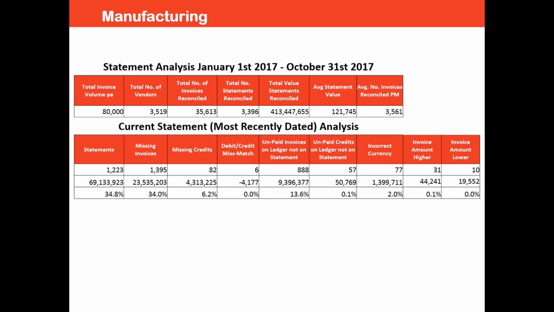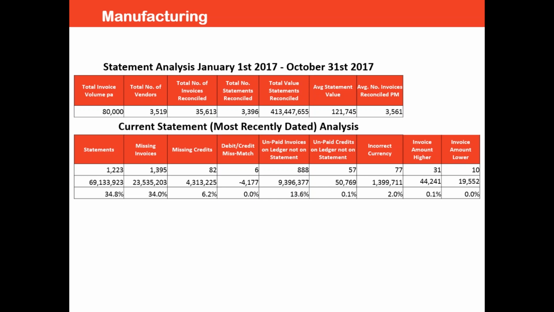So that means that you've got unpaid invoices on your system which are not showing on the supplier statement. So if they're open on your system, they're potentially a misposting. And actually they've got just under £10 million worth of those. So that's £10 million worth of invoices on the system that the vendor's not actually chasing you for. So that's something you'd want to go and investigate. And then I've got the same statistic for unpaid credits. So you can see I've got unpaid credits on the ledger, not on the statement.